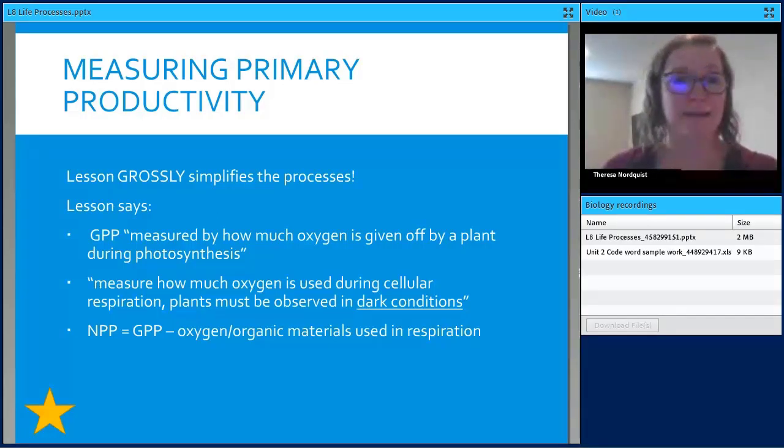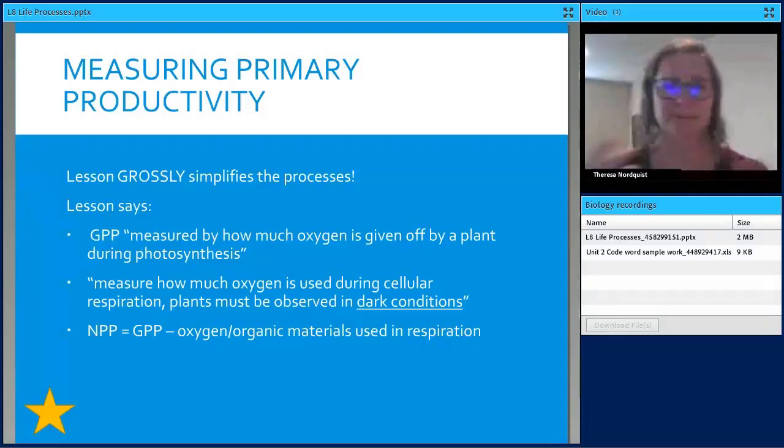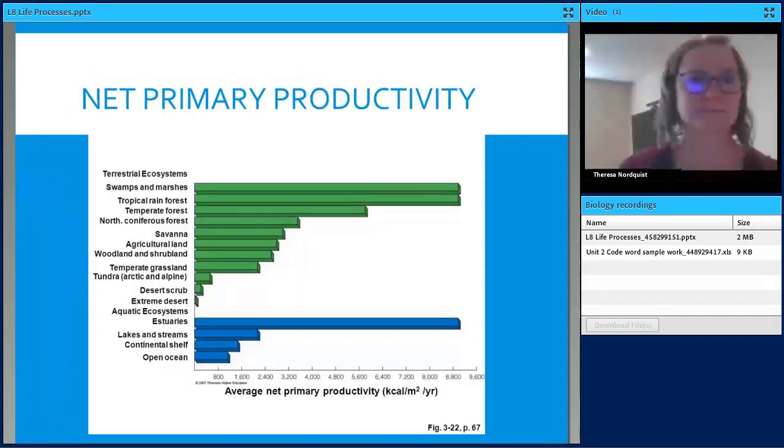But ultimately the idea is right, that we figure out NPP, the net, what's available for other organisms to eat, is GPP, so the total, minus how much organic material is used in respiration. So it's minus the energy and organic materials that are used by the plant. And they figure out the organic materials by figuring out the oxygen. So sometimes they'll say oxygen, sometimes it says organic materials.